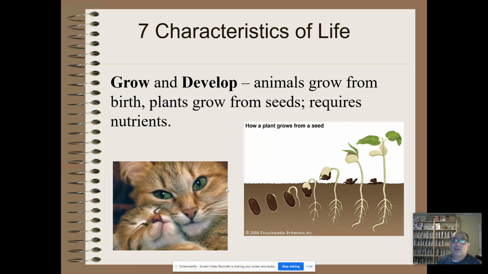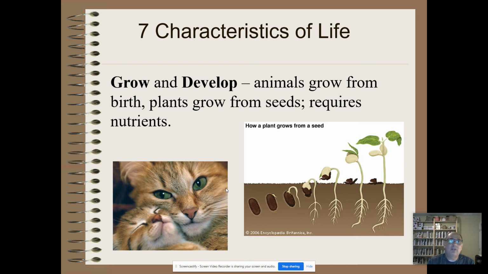Next topic that we're going to do in your journal, okay? So you're going to have the first one, which was cell theory. Now, just below that, we're going to talk about the 7 characteristics of life, how we know something is alive. And they have to have all these 7 characteristics.